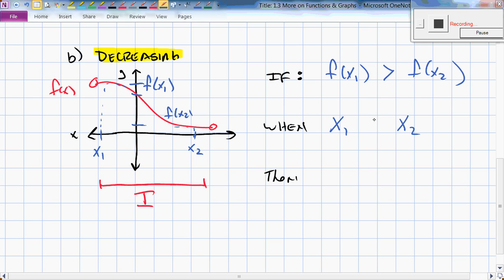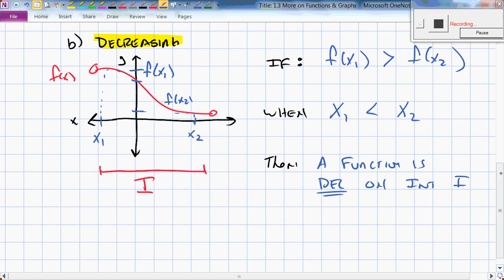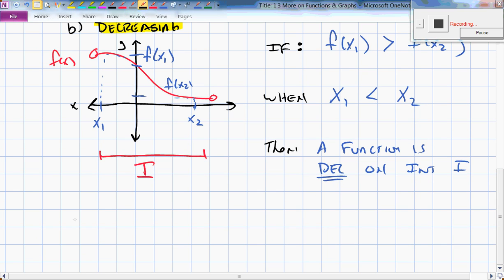If x1 is less than x2, then we can say a function is decreasing on interval I. So that's what it means to be decreasing. In other words, the function is going down on your interval. So our whole idea here is defining these intervals. What do you think then?